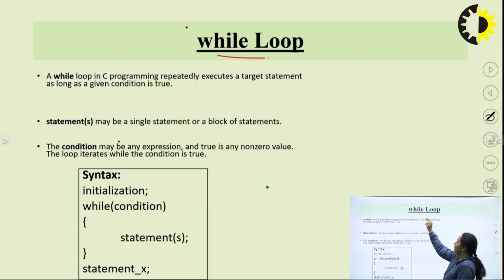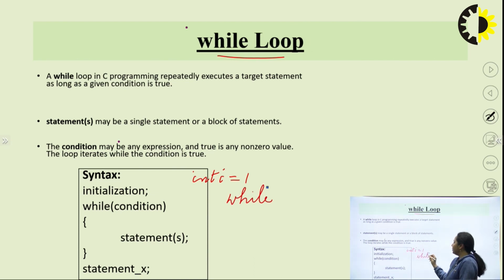Next, we have the while loop. A while loop in C executes certain steps until a condition is true. So let us see the syntax of the while loop. Here we have to initialize the value. Suppose I initialize i equals 1. i is a variable which is initialized to 1. Now in the while condition, I have to provide the condition.